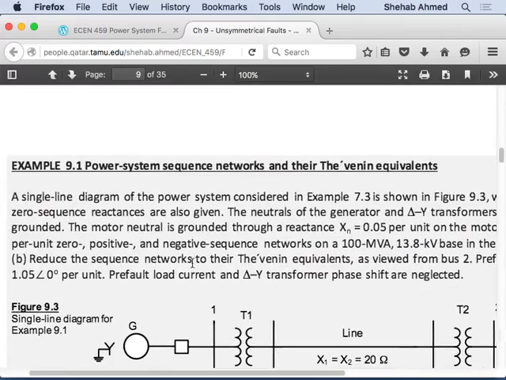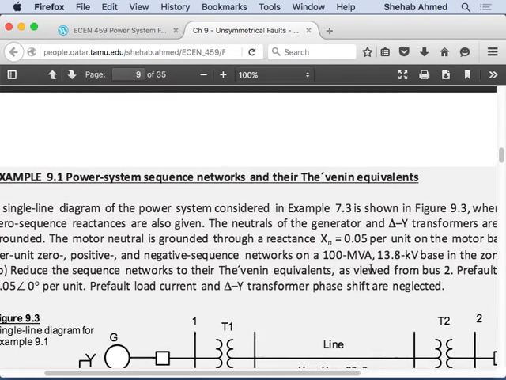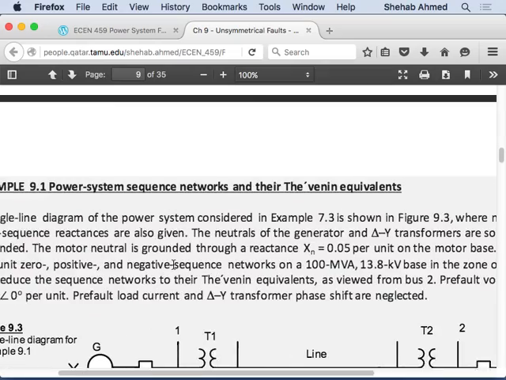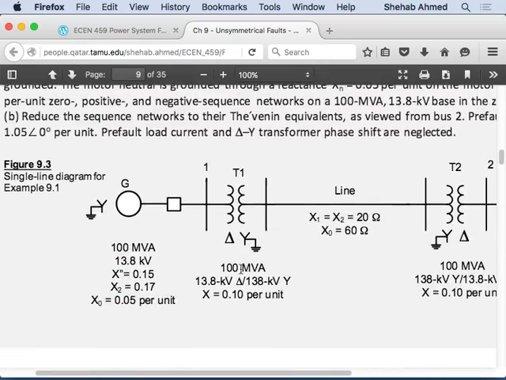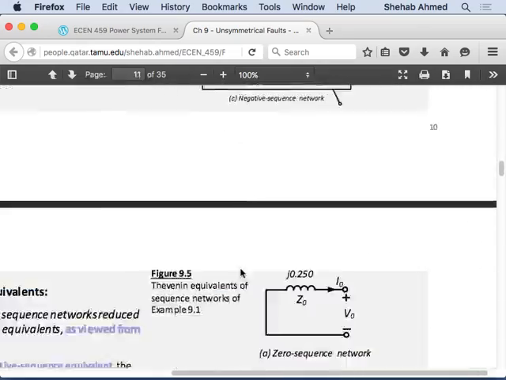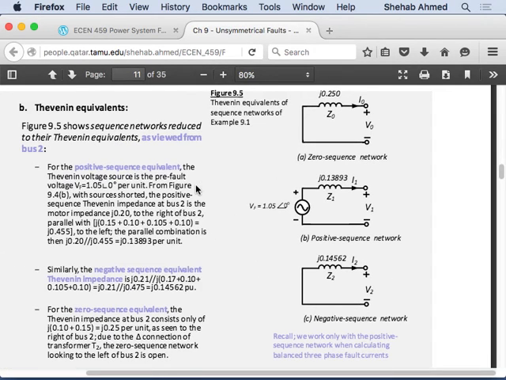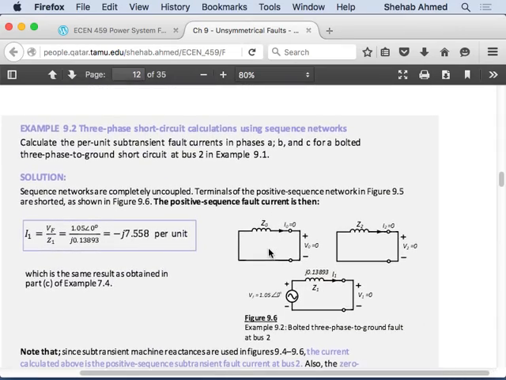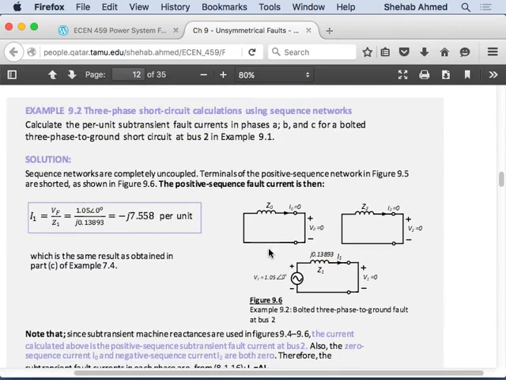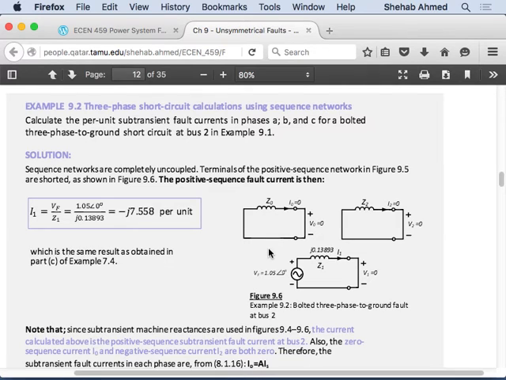So reduce the circuit network to their Thevenin equivalent circuit as shown from bus 2. First draw the circuit, draw the positive, negative, and 0, and then draw the Thevenin equivalent circuit. Now we have the Thevenin equivalent circuits representing the sequence networks for this system. Now we have to figure out a way to connect them. Before we do that, the balanced fault case.